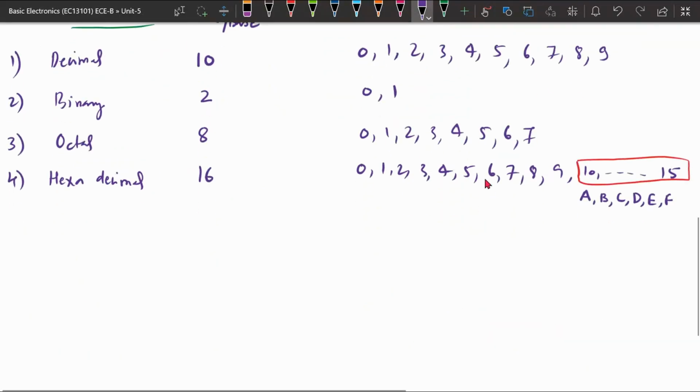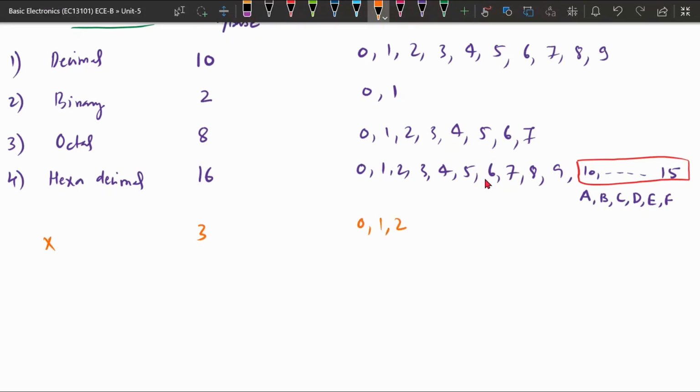Suppose we have a number system, say the X number system, and its base or radix is 3. If it has radix 3, the possible digits will be 0 to r minus 1, that is 3 minus 1, that is 2. So it will be 0, 1, and 2.